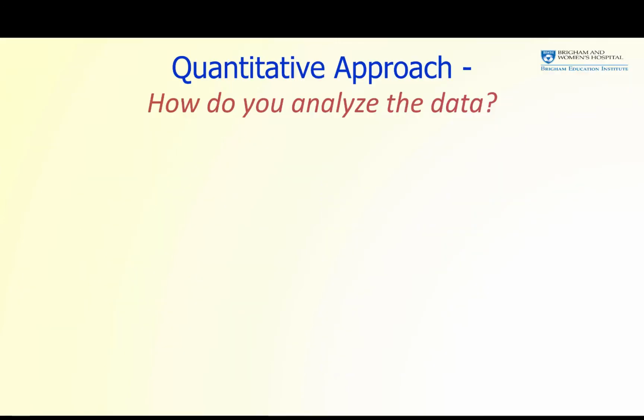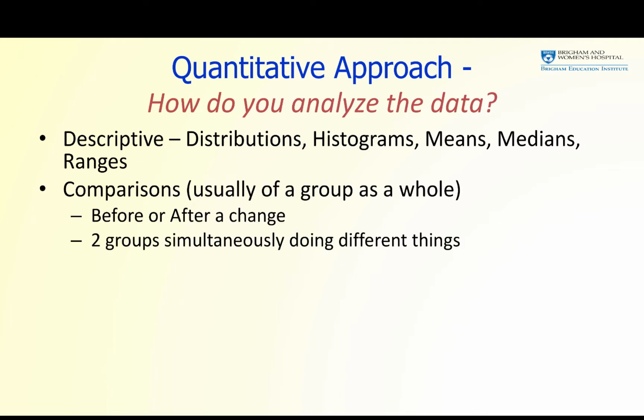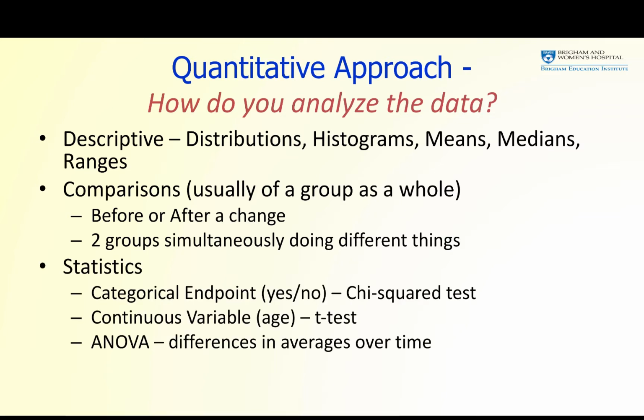Let's work through the second question, which is with a quantitative approach, how do you analyze the data? First is, we usually are very descriptive. We'll talk about the distribution of what we see. We'll create histograms. We'll talk about means, medians, and ranges. This is a very common way of dealing with numbers. And of course, we'll compare, because usually there's an intervention, or there's 2 separate groups, or there's a before or after change. And you'll often see that we'll use statistics.